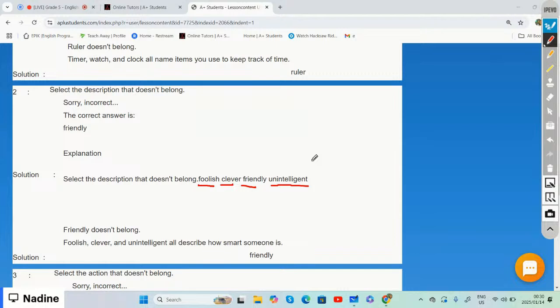So we have foolish, we have clever, we have friendly, and we have unintelligent. What is the word or the description that does not belong? It is not part of how smart someone is.